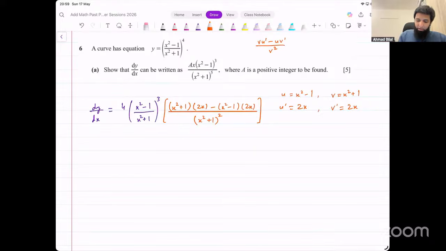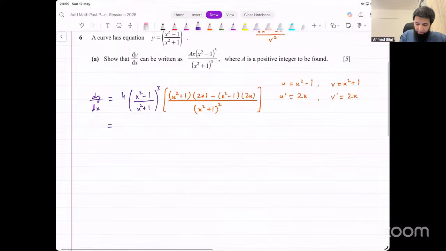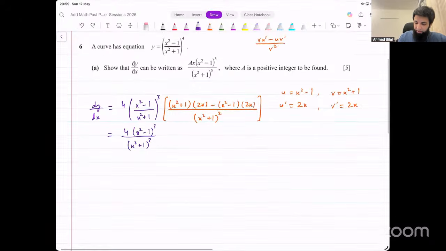Okay. Let's simplify this. In the numerator, we have 4 into (x squared minus 1) whole cubed divided by (x squared plus 1) whole cubed. This cube will go to the denominator as well, right? This is a square. Let's write that here as well. (x squared plus 1) whole squared. So we've got what we wanted in the denominator, right? (x squared plus 1) whole raised to power 5. So we've got that in the denominator.